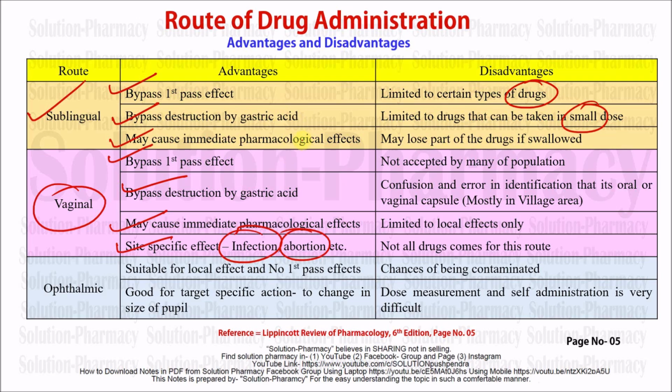But apart from this advantage, it also has some unwanted effects and limitations. These are, it is not acceptable to many in the population. No one is ready to accept this route of drug administration because it is vaginal and it is very shy for many people. Next is confusion and error in identification, that is, whether the drug is for oral or vaginal route. In many villages, it is very difficult to make people remember that the drug is not to be swallowed by the oral route, that it has to be placed inside the vagina, because they forget that instruction and may take it orally because it looks like a capsule. So that is a major problem in these cases.